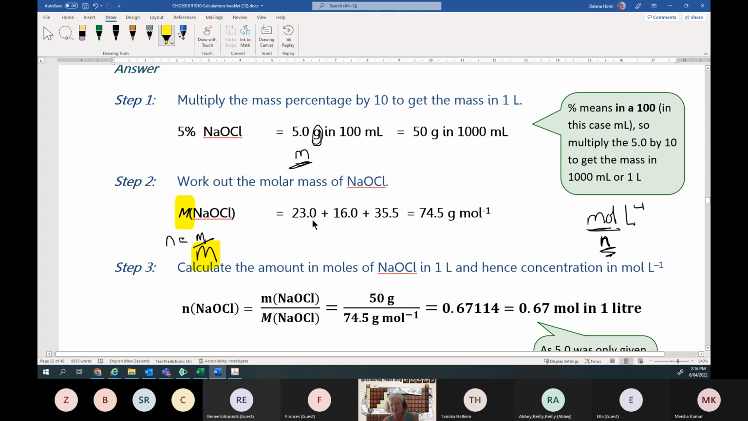Now, again, in assessment tasks and exams, they always give you the molar mass. It's very, very rare for you to have to calculate it. The way you calculate it is you're always given a periodic table with the units. Okay, so once I've got the molar mass, I simply take the mass I've worked out, divide by the molar mass I've calculated, and that gives me the amount in mole, the N, and of course that is already in 1,000 mils, so it is that many moles per liter. So it's straightforward.